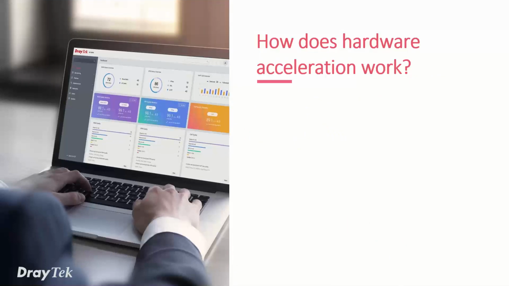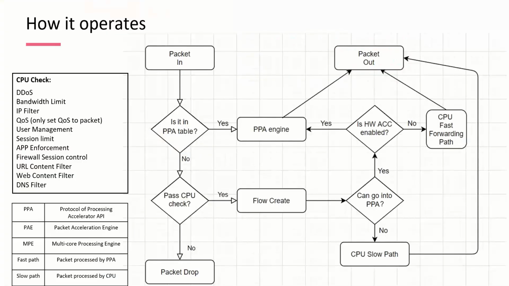So how does hardware acceleration work? I'd like to talk about some of the technicals of how the mechanism works to give you a better understanding of what's happening under the hood. It operates on a packet basis. I've got a flow chart here that at first glance is a bit to take in, but I'll talk it through and explain how it operates.